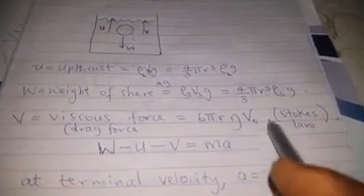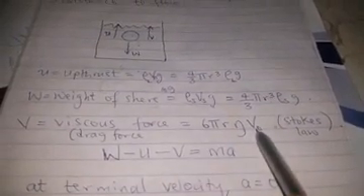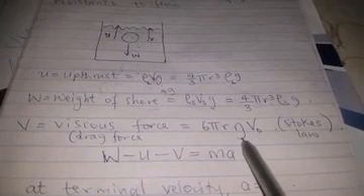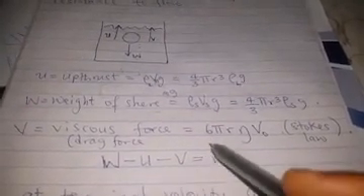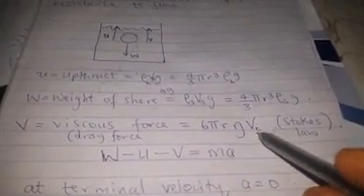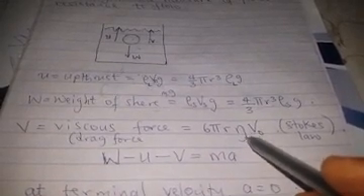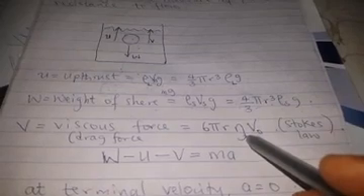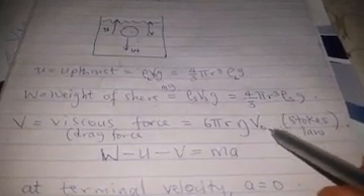Then the viscous force has a formula according to Stokes' law. Stokes discovered that viscous force relates to terminal velocity and viscosity according to this formula. And so our viscous force is 6 pi r eta v naught. Now your eta here stands for the coefficient of viscosity. Every liquid has a coefficient of viscosity. Then your V naught here stands for terminal velocity.